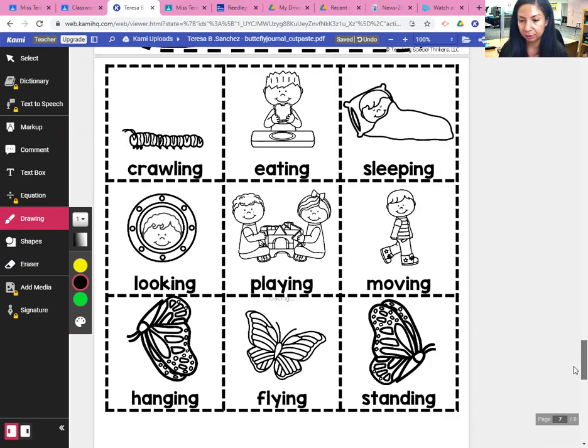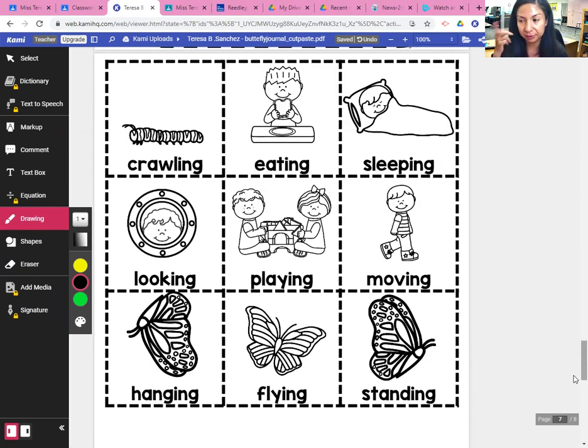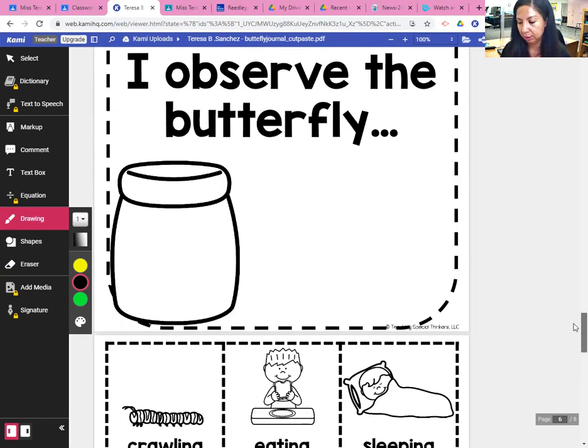I observe. We'll use our scientific word, observe, instead of I see. I observe our caterpillars crawling, eating, sleeping. We could even say hanging. They're not butterflies yet, but they're hanging. Looking, playing, moving. There was one moving right now. I don't know if it's still moving. Okay, let's see. We can pick any one. I think I'll pick moving or crawling.